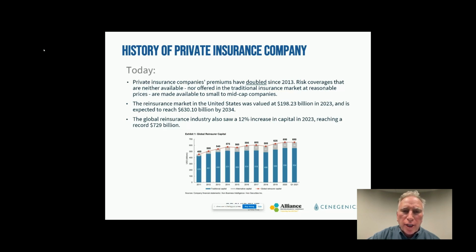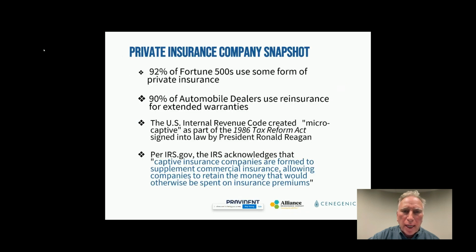And today's self-insurance capital in the States is about $200 billion. And they expect that to be over 600 billion by 2034. Globally, reinsurance assets increased from 2022 to 2023 by 12%. And today that represents approaching $800 billion in reinsurance assets. Interestingly, 92% of Fortune 500s use some form of private insurance.